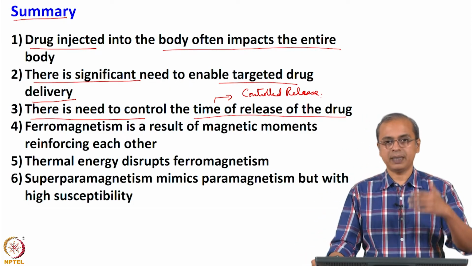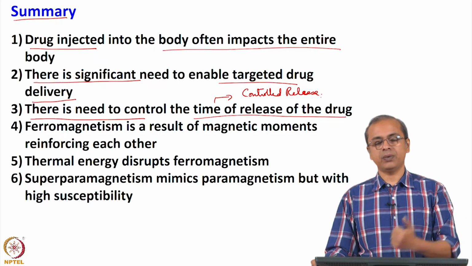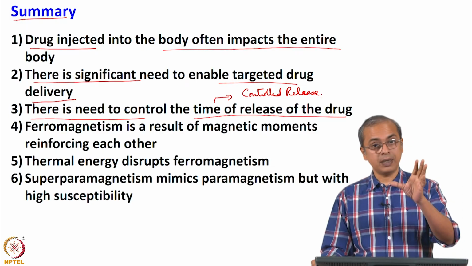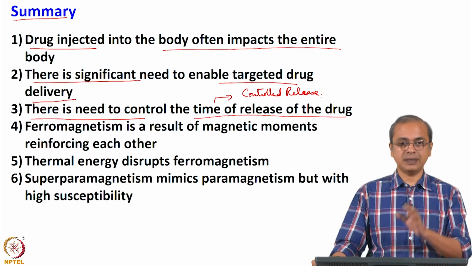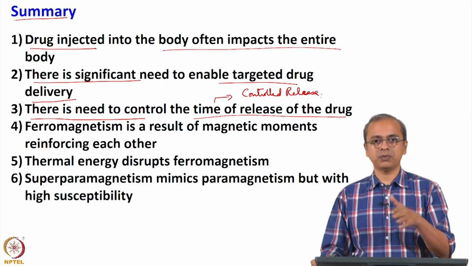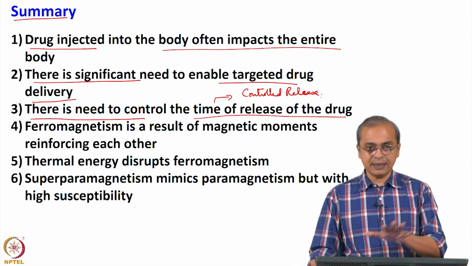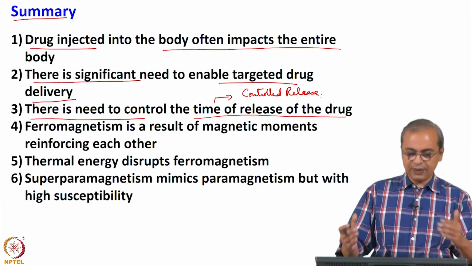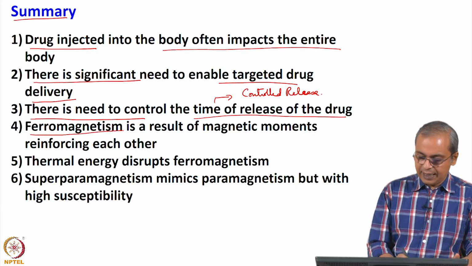Sometimes you can use heat, you can use electricity, you can use magnetic properties, or you can control pH, the acidity or alkalinity of that region, to help you control this. Each of them has positives and negatives in terms of how well it can do it and the limitations you may have, but there is a need to control the release of the drug.